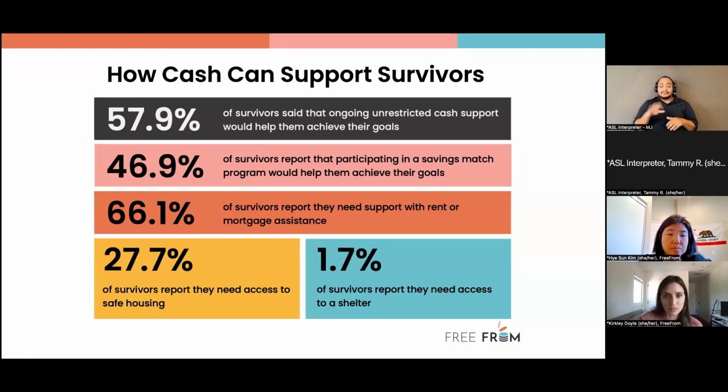But as the topic of this is housing, we also wanted to share that folks really need cash to cover rent or mortgage assistance. We wanted to share some of these stats to emphasize that what survivors are saying they need is really long-term, stable, safe housing. Very few survivors, just 1.7% of our sample, indicated that what they need is access to shelter or short-term housing. Next slide.